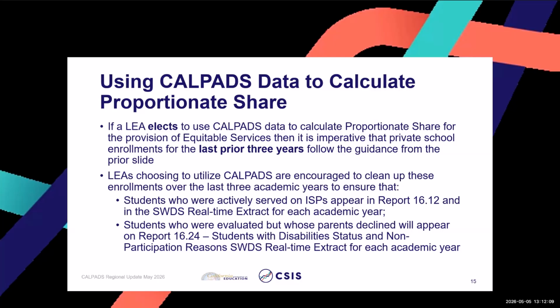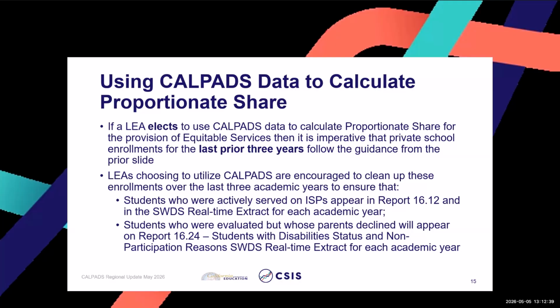If an LEA elects to use CalPADS data to calculate proportionate share for the provision of equitable services, then private school enrollments for the last 3 years should follow the guidance from the prior slide. If you choose to utilize CalPADS data, you're encouraged to clean up these enrollments over the last 3 years to ensure that students who were actively served on ISPs appear in Report 16.12 and in the Students with Disabilities Status Real-Time Extract for each academic year.